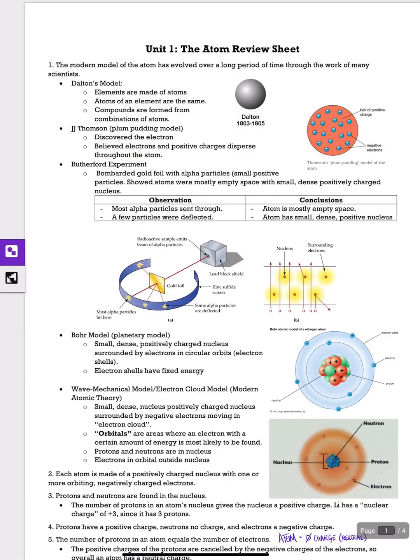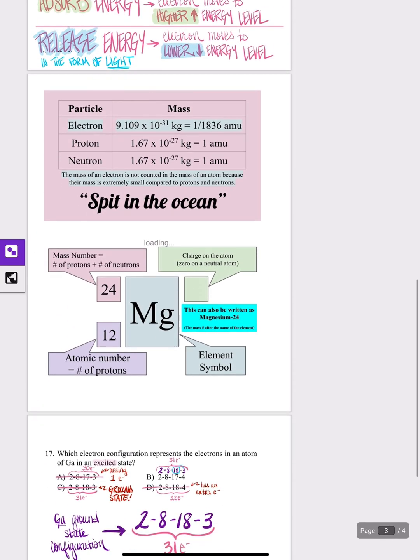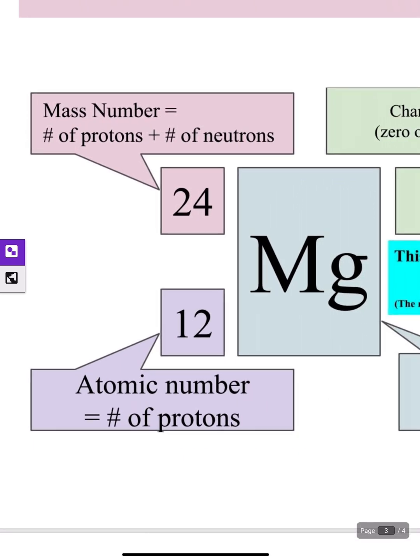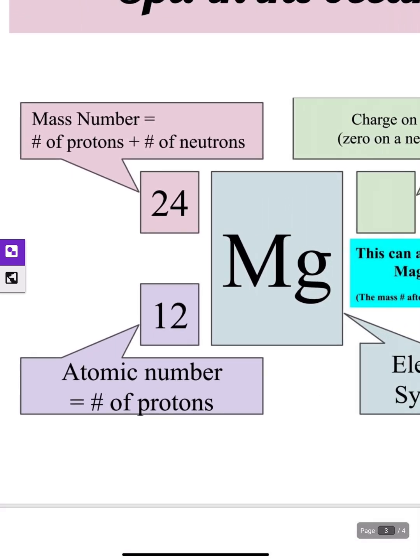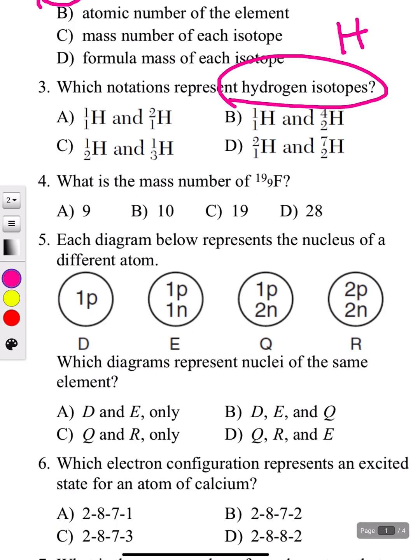Now, going back to the review sheet, the third page shows you what goes on the bottom left and on the top left. On the bottom left, we have the number of protons. That is what the number represents. And on the top left, the mass number. So let's go back to the practice test. I'm looking at these and I see that some have different numbers and some have the same numbers.